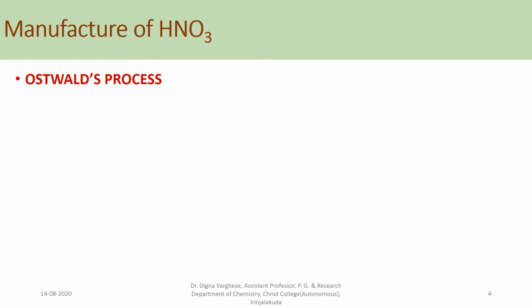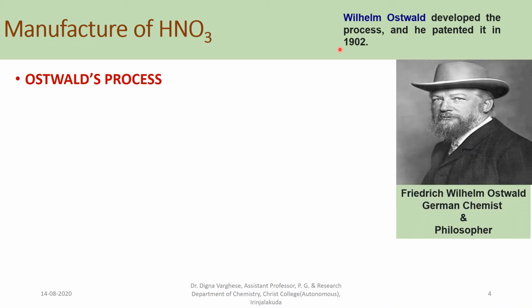Manufacture of nitric acid. The most widely accepted procedure nowadays for the manufacture of nitric acid is the Ostwald's process. Wilhelm Ostwald developed this process and he patented it in 1902. Frederick Wilhelm Ostwald was a German chemist and philosopher. He got the Nobel Prize in 1909.